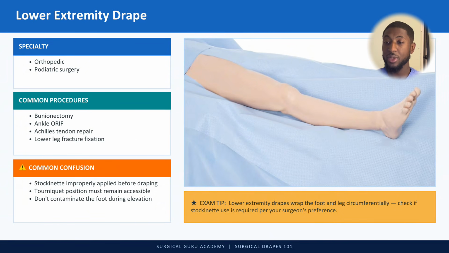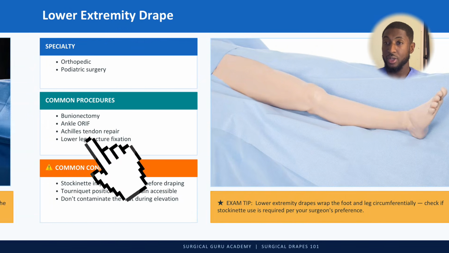An exam tip: lower extremity drapes wrap the foot and leg circumferentially. Check if stockinette use is required per your surgeon's preference, like I said a minute ago.